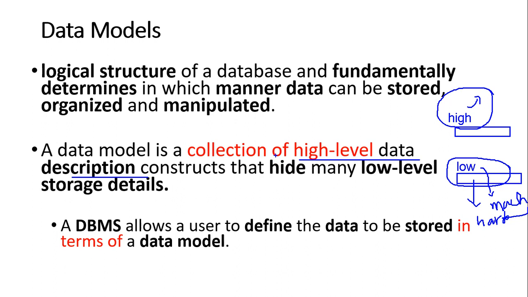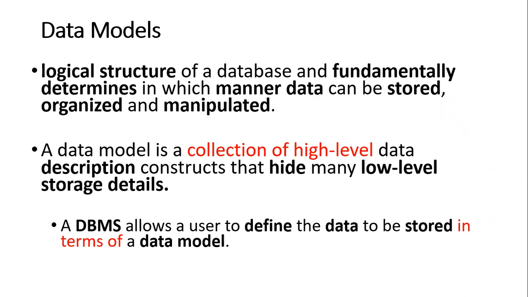So a data model is a collection of high level data description. What is the meaning of it? It is a simpler format of data description which hides all the complicated low level details about the storage. So when we use a database management system, like Oracle or any other database management system, they help us to define which data we can store and how it can be stored in terms of a data model.